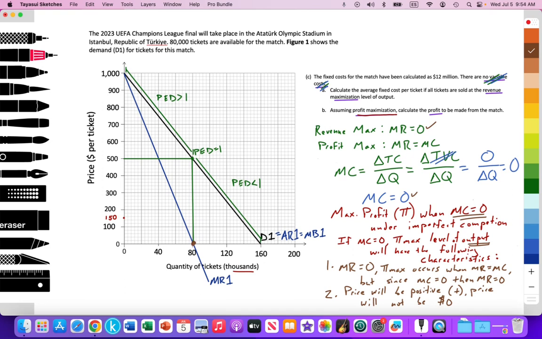So at 80,000 tickets, price according to the demand curve is $500. It is greater than 0. Some other points. I'm running out of space. I'll put the third point: the output level.